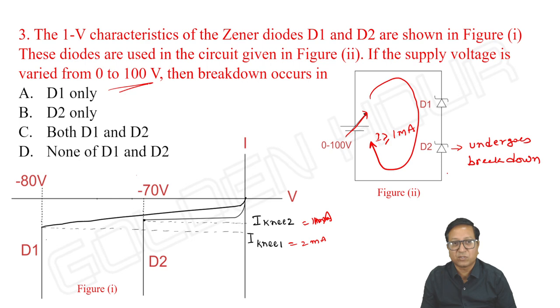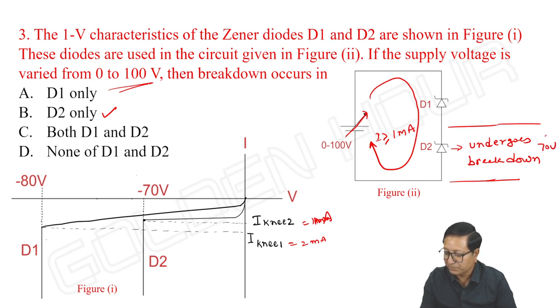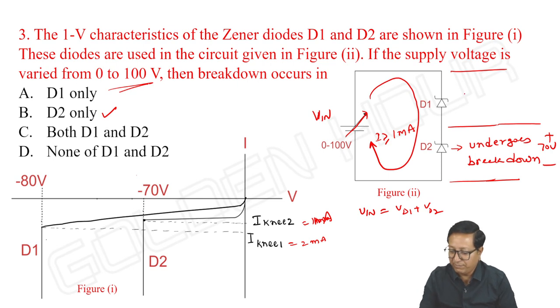Once D2 has undergone breakdown, I can say D2 only, because if D1 also undergoes breakdown, then what is the voltage across these two terminals? If D2 is undergoing breakdown, the voltage across D2 is 70 volts. And what about the voltage across D1? V input is equal to VD1 plus VD2, and VD2 is 70. If that is the case, VD1 is equal to V input minus VD2.